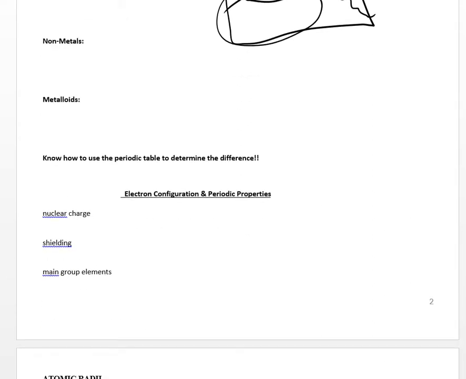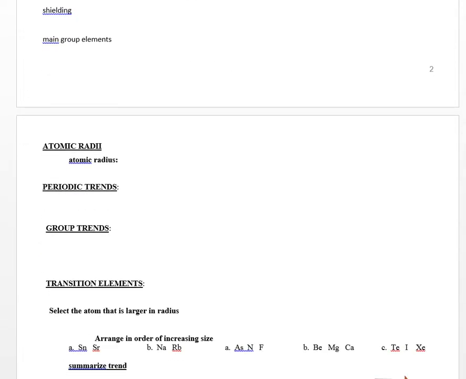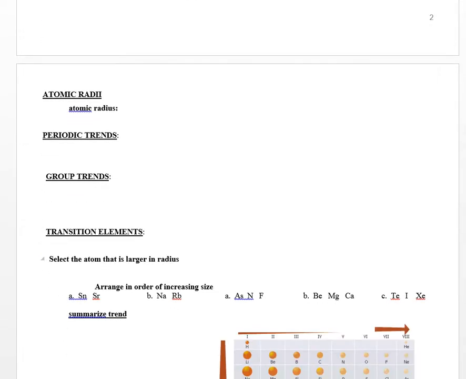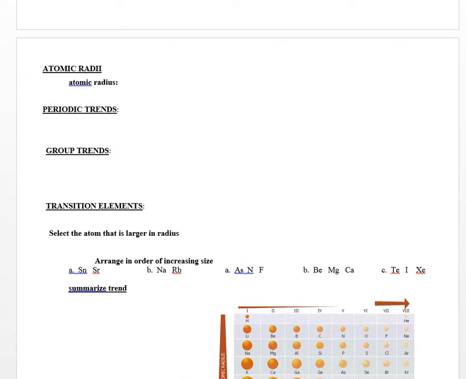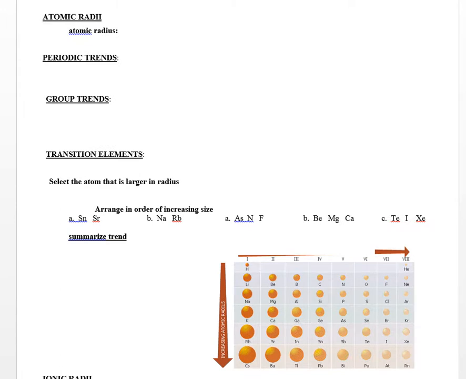Nuclear charge. Yes. Remember, that is the charge of the protons, how many protons in the nucleus that those electrons are feeling. Shielding, not as much. Main group elements, remember this is just your S and Ps. Definitions, yes, you need to know the definition of atomic radii. You need to know these trends. This is where you're going to have a list of elements. So atomic radii are definitely something you're going to see.